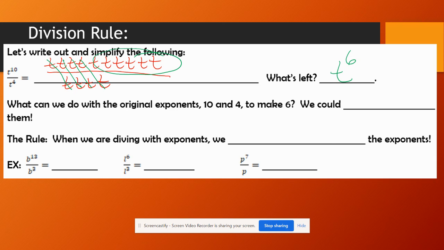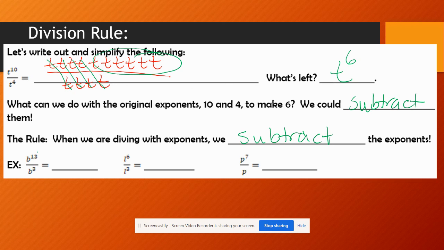Again, our question to make this easier on ourselves is what could we have done with the original exponents of 10 and 4 to make 6? Well, we could subtract them. So when we're dividing with exponents, we subtract the exponents.